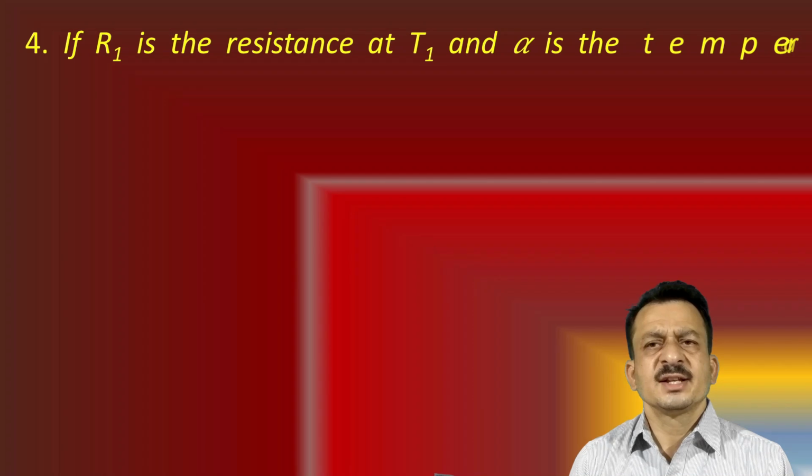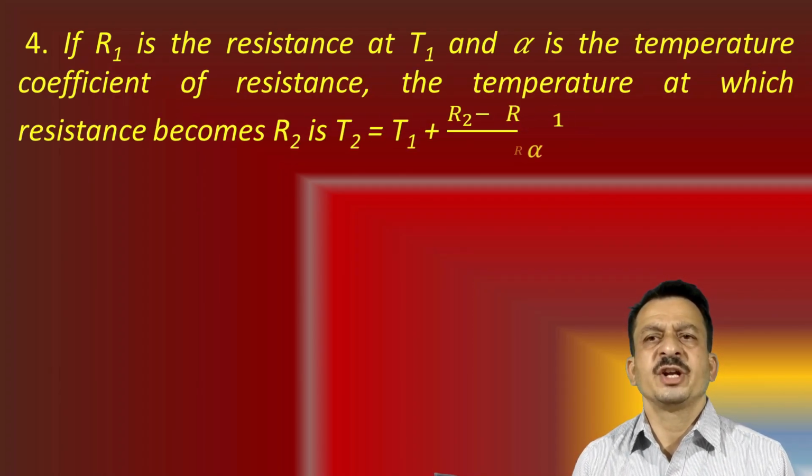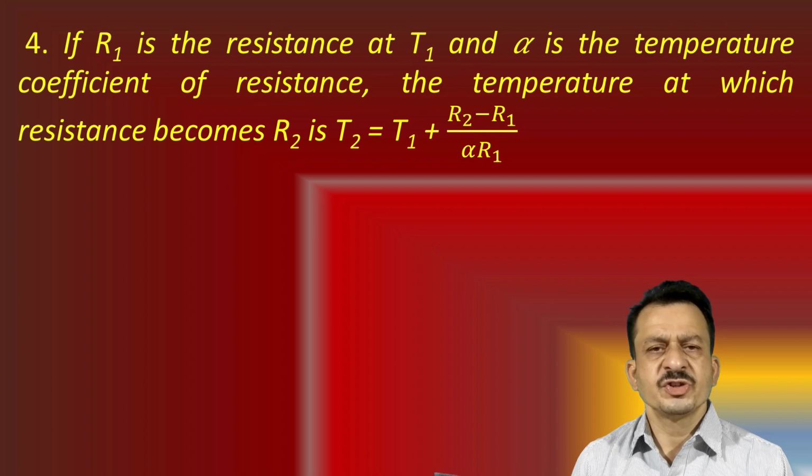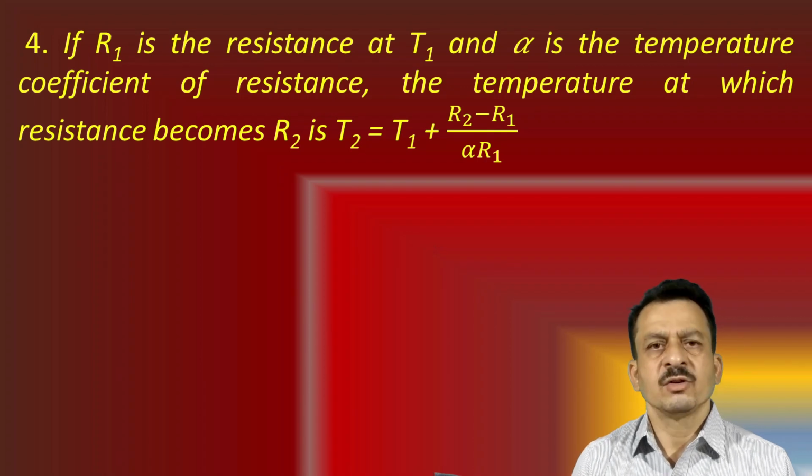Now the fourth point: if R1 is the resistance of a wire or material at a temperature T1 and alpha is the temperature coefficient of resistance, then the temperature at which the resistance becomes R2 is T2 = T1 + (R2 − R1) / (alpha R1). So directly we use this formula for calculating the higher temperature.